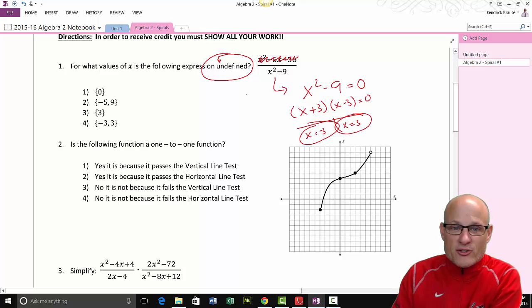And that should come as no shock to you that if you square negative 3, you get 9. And if you square 3, you get 9. And the answer is choice 4.